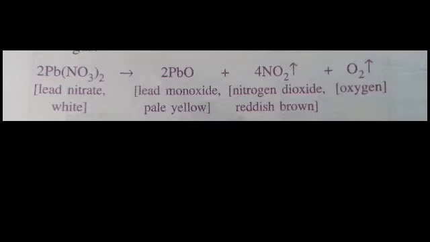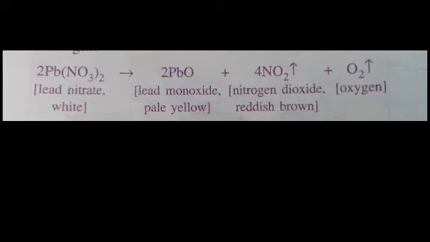Clear? Lead nitrate is heated strongly to form yellow colored lead monoxide, reddish brown nitrogen dioxide gas, and colorless oxygen gas. The formula is 2Pb(NO3)2 forms 2PbO plus 4NO2, the reddish brown gas of nitrogen dioxide, plus O2, the colorless gas oxygen.